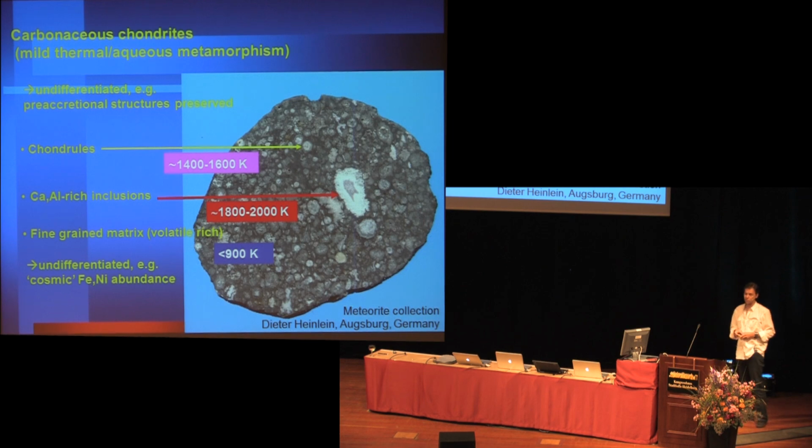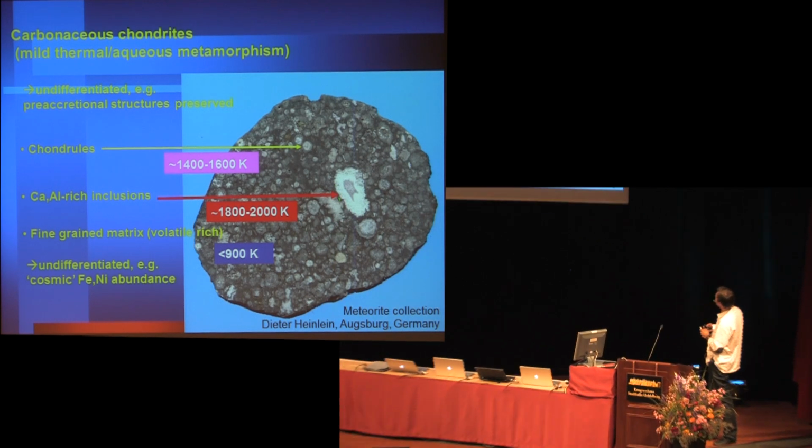Okay, what do meteorites look like? Prominent meteorites are the chondrites. They contribute the largest fraction among meteorites. Carbonaceous chondrites is a group which contains also carbon and water in substantial amounts. And the special thing about them is that they are undifferentiated. They contain pre-accretional structures. For example, the most prominent are the chondrules, millimeter-sized rocky former melt fragments, which formed by some unknown flash-heating event in the early solar nebula.